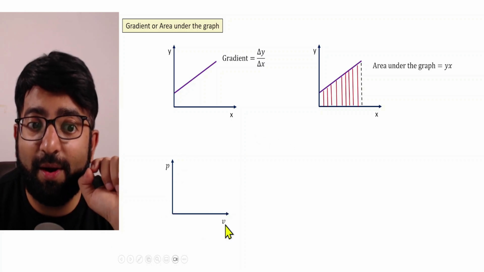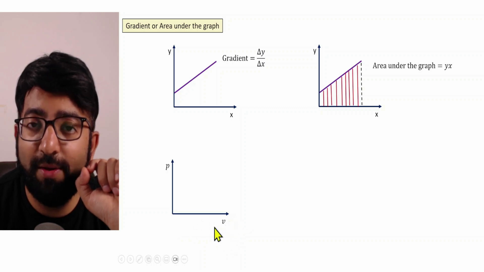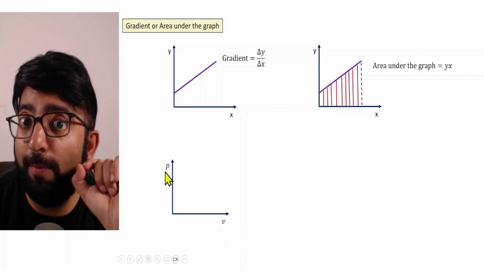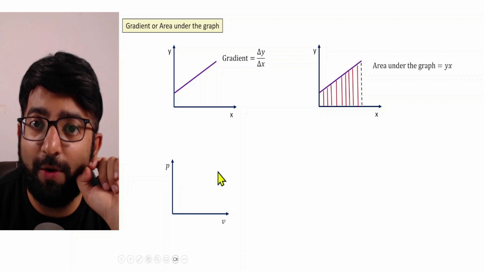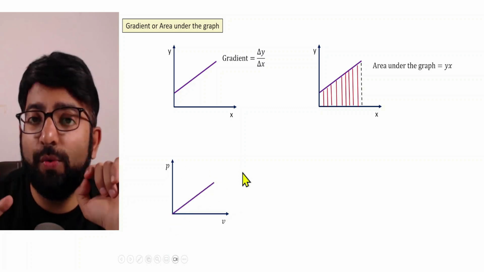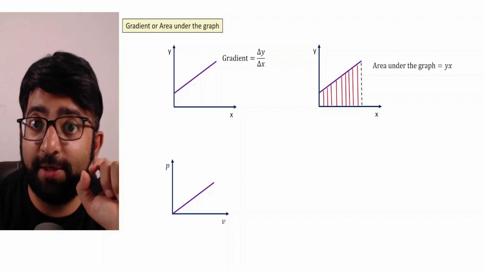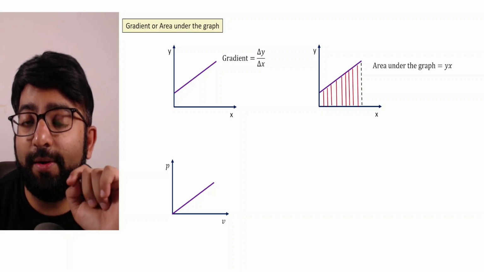So consider we have a graph. Axes are important. Horizontal axis here is velocity and the vertical axis is p. P is momentum, which is the product of mass and velocity. So if in the question they give us a graph like this, there are only two approaches we can use while solving graph-based questions in physics. Either we do gradient or area under the graph.